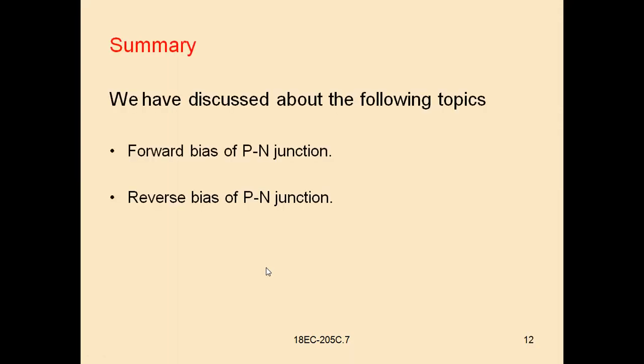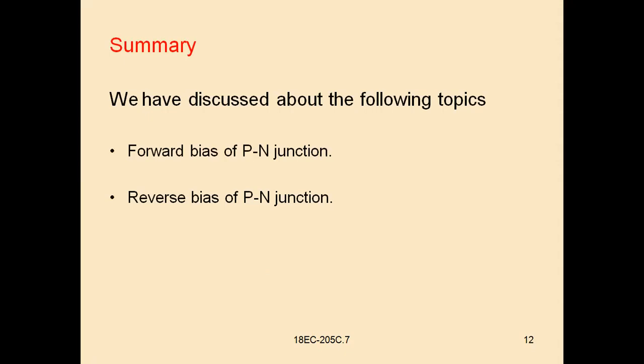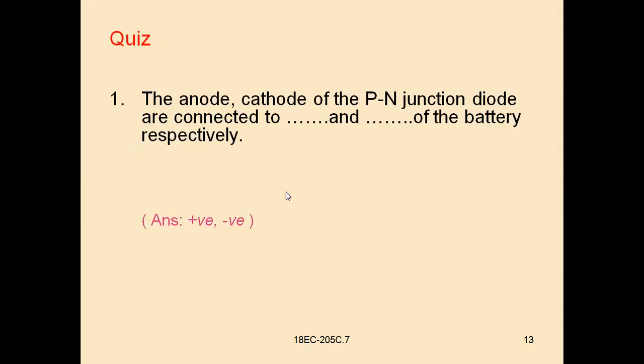Let us see the summary. In this session, what we had discussed? We had discussed the forward bias of PN junction as well as reverse bias of PN junction. Now the quiz. The anode and cathode of a PN junction diode are connected to the battery respectively. Anode refers to positive, cathode refers to negative. So the anode is connected to the positive terminal and the cathode is connected to the negative terminal of the battery respectively.